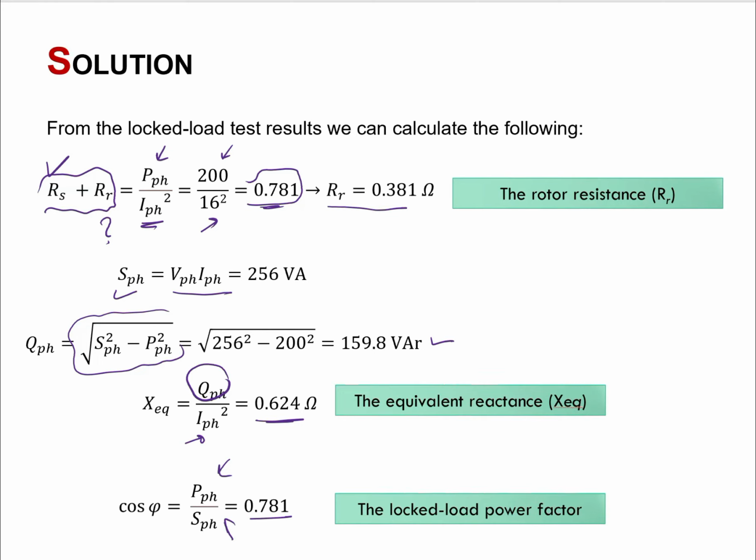the power factor in the locked load. So that's how we calculate the equivalent circuit parameters using the results of the two different tests.